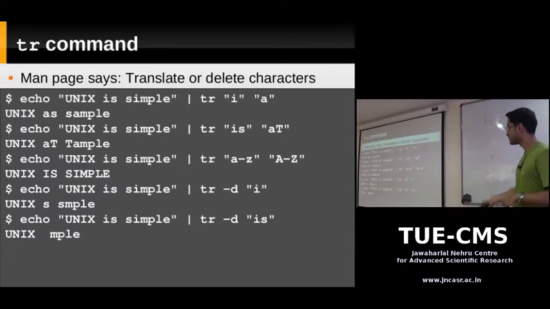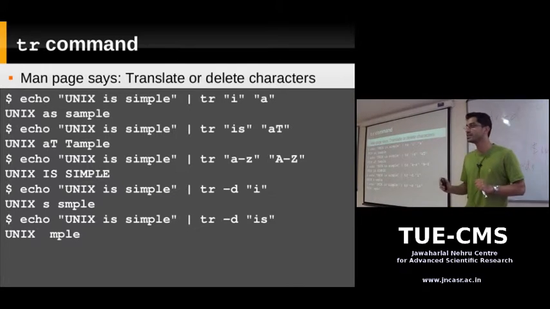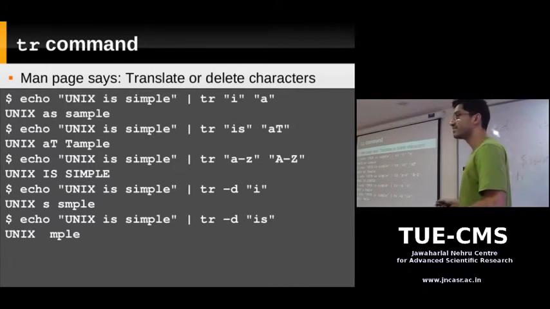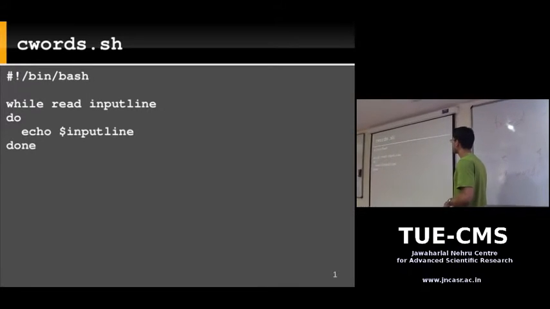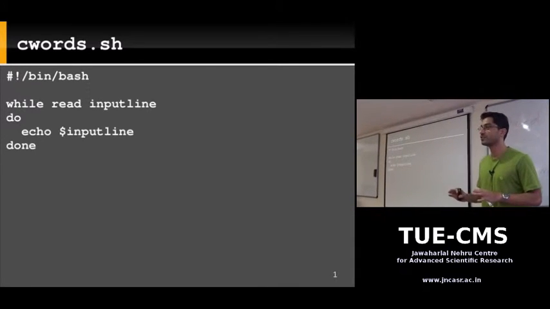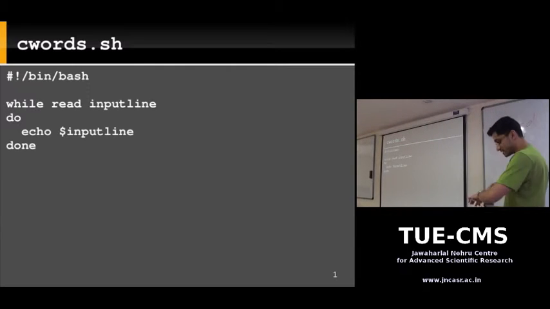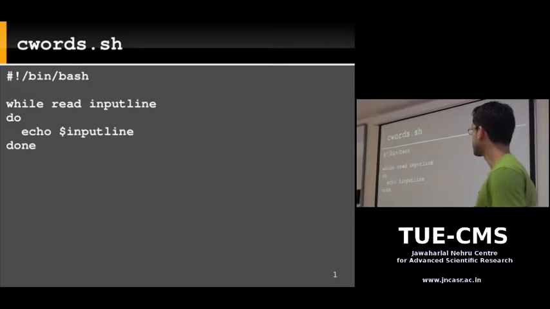Okay, let's get back to this. So now you know what tr does. tr does something really specific. It just translates some characters. Now tr doesn't translate words, but next week we'll be looking at something that can translate words. Okay, so let's build our example, our word counting utility. We'll build it step by step. This is the script we're going to start with.